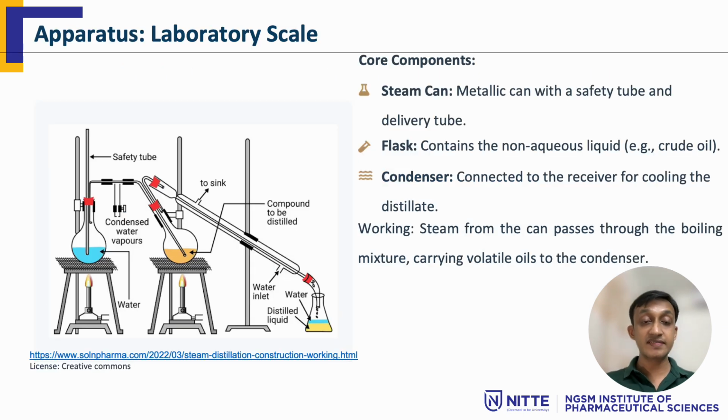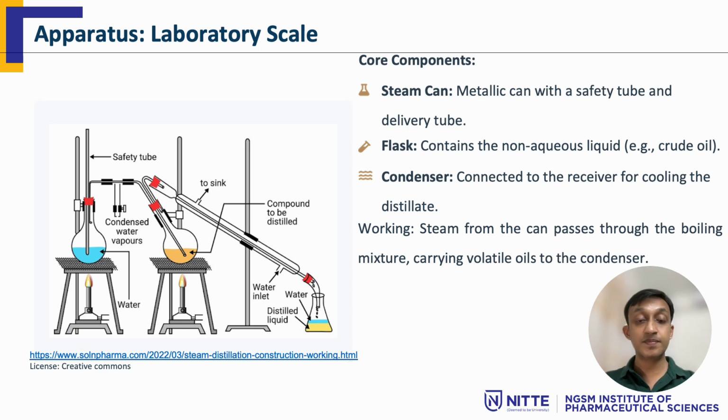Let us now examine the laboratory scale apparatus used for steam distillation in detail so that you can clearly visualize how the process operates step by step. The setup consists of four essential components, each with a specific role in ensuring efficient distillation. First, the steam generator or a steam can.